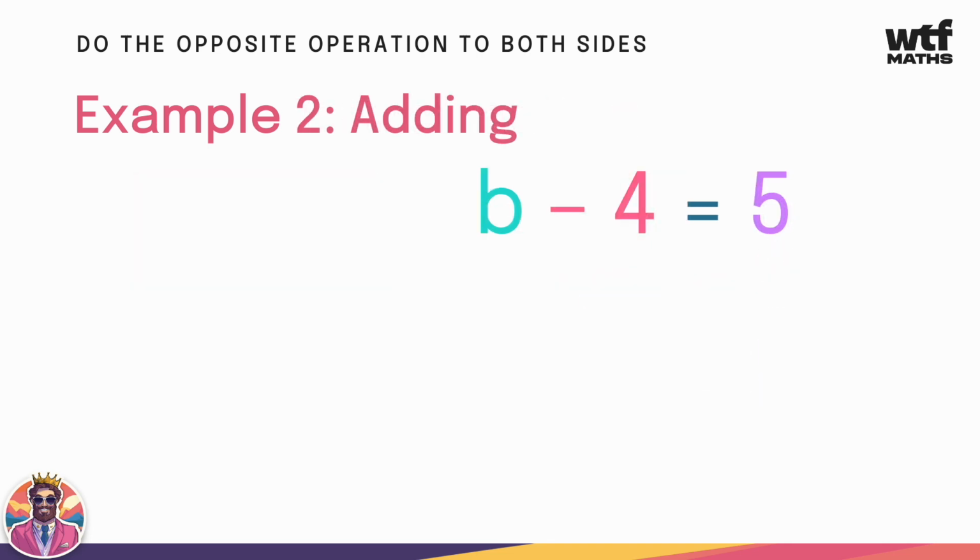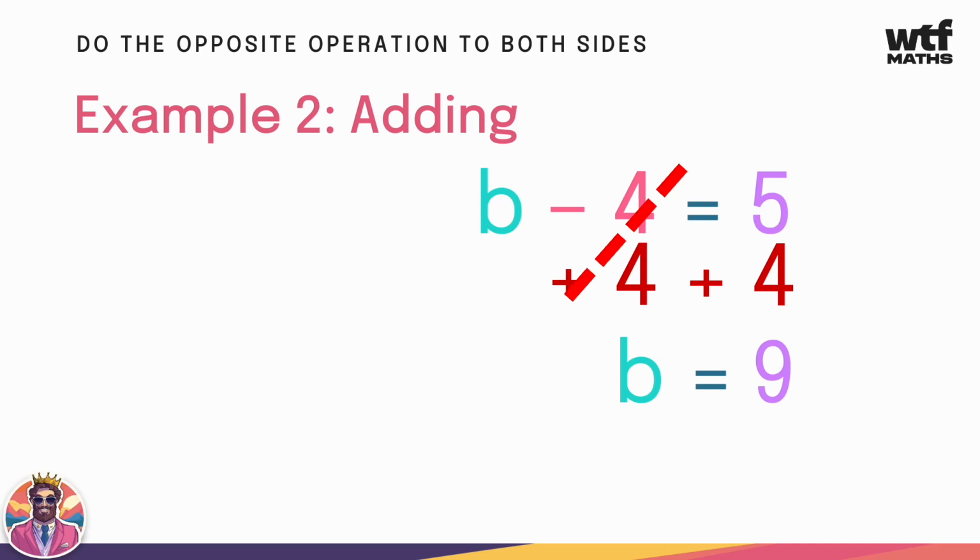Here's another question we can try. b take 4 equals 5. Okay, think in opposites. The opposite of taking 4 is to add 4. Do the same to the other side as well. So negative 4 plus 4 is 0. So these just cancel out. So we've got b equals 5 plus 4 is 9. So our answer should be 9.